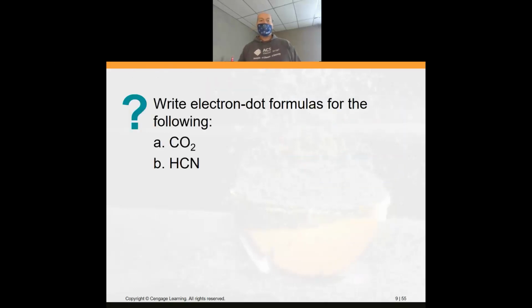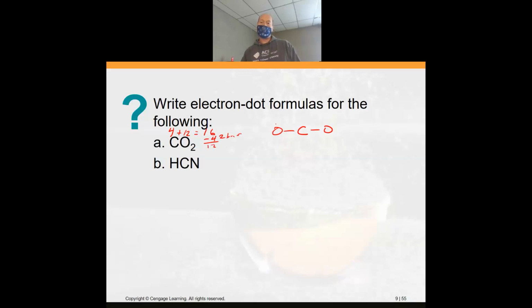All right. So when we go to CO2, that's column 4, so carbon's in column 4. Oxygen's in column 6. We have 2 of them. That's 12. So our total is 16 valence electrons. Carbon is our central atom, bonded to an O, bonded to an O. So we subtract 4 because we put in 2 bonds, and so we have 12 electrons.